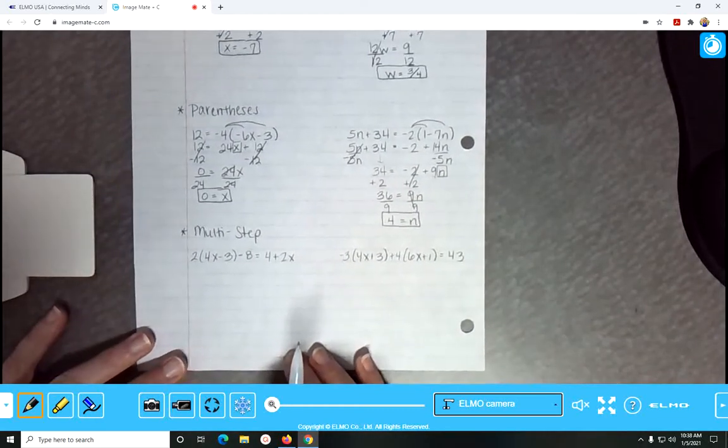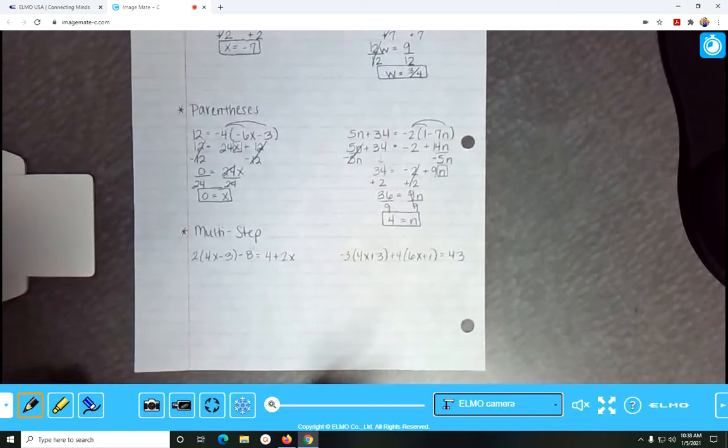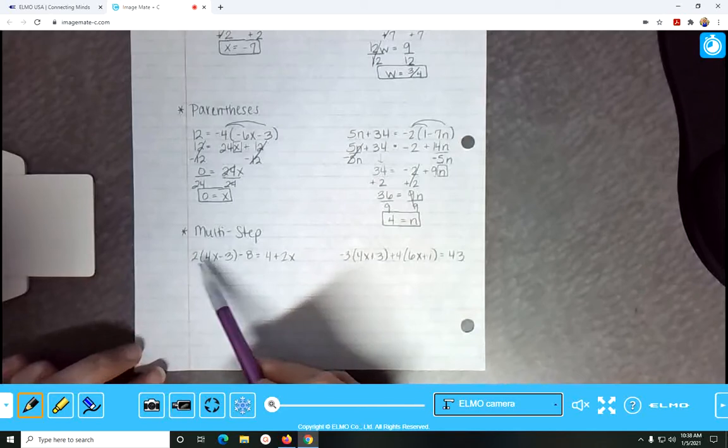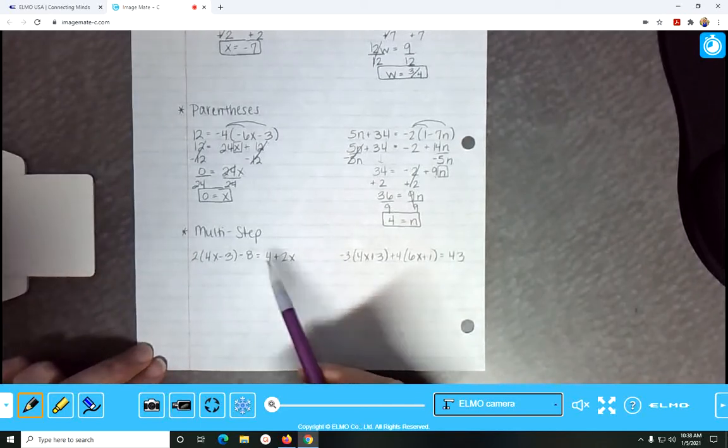Alright, and these last two equations just kind of have a combination of everything in them. We've got some parentheses, we've got variables on both sides of the equation, we have variables on the same side of the equation, so we're just taking all the skills that we've looked at so far and putting them together. Alright, so the first one says 2 times the quantity 4x minus 3 minus 8 equals 4.